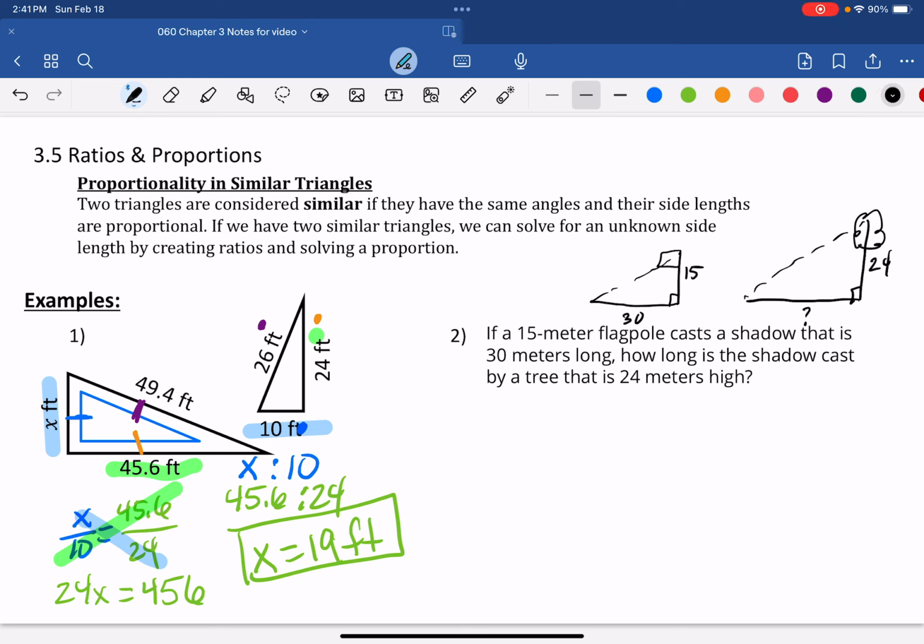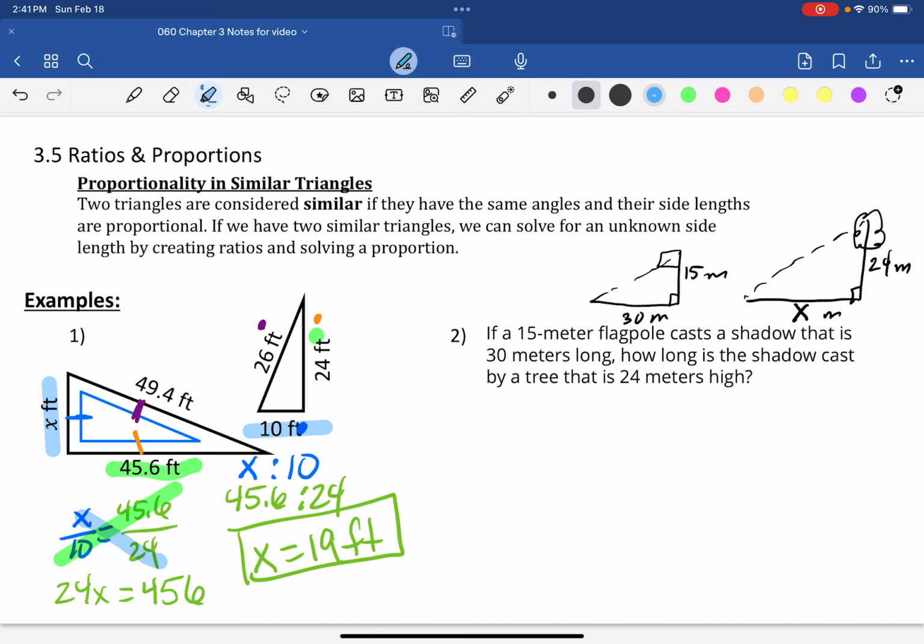And these are meters, so I'll put my unit there. And instead of a question mark, I should probably put a variable. I would put S for shadow, but S's look like the letter 5 sometimes. So we'll put X.